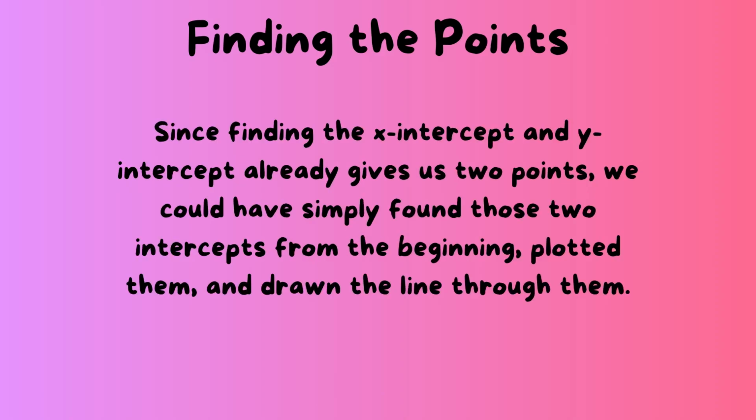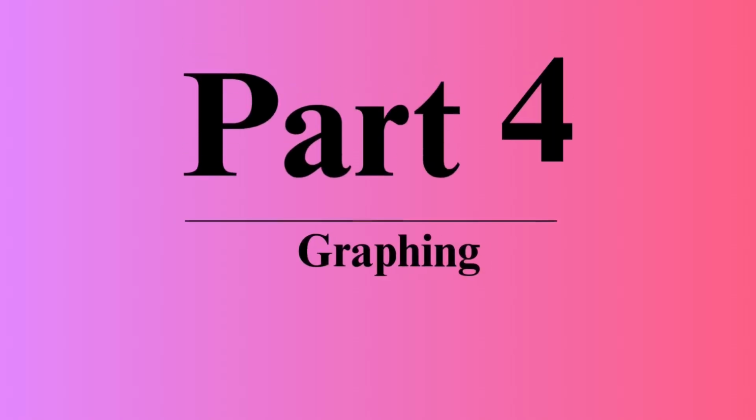However, the intercepts are also points on the line. Since finding the x-intercept and y-intercept already gives us 2 points, we could have simply found those 2 intercepts from the beginning, plotted them, and drawn the line through them. So while the table method is a good introduction to graphing, in practice, finding the intercepts is usually the most efficient way to graph a linear function.